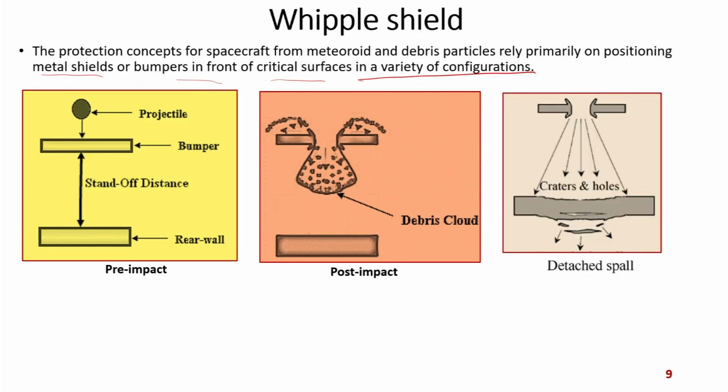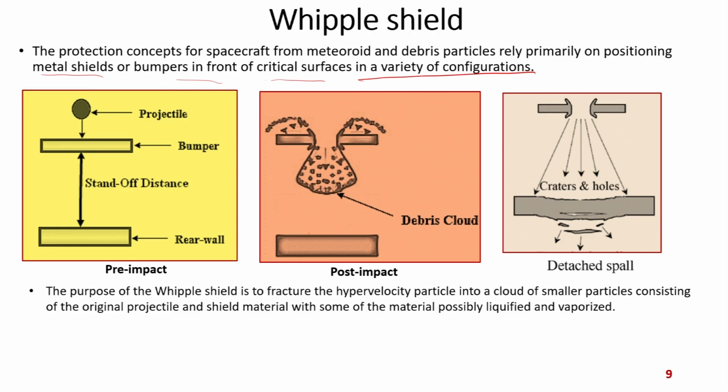The other case can be if the energy, the mass and the velocity are in such a way that it is able to impact the rear surface. Then this type of thing may happen. Some craters or holes may be generated, it may get fractured, and there can be some detachment of some of the materials, which is called the spall. It can be some protective layer or some coatings.